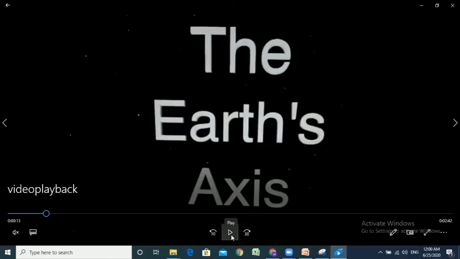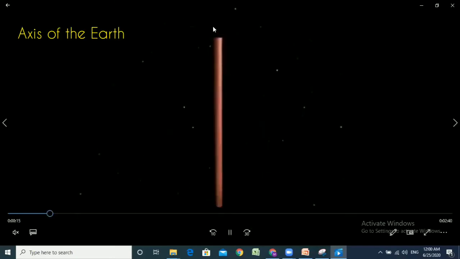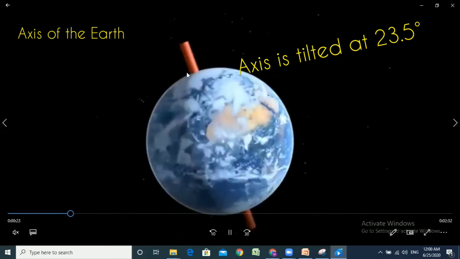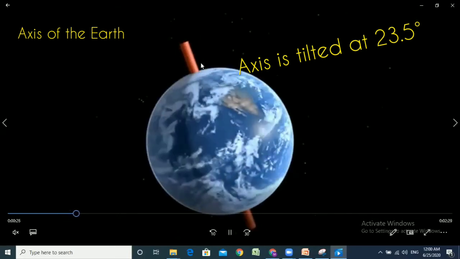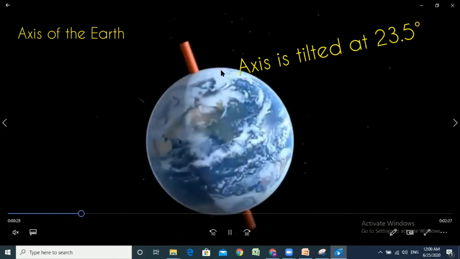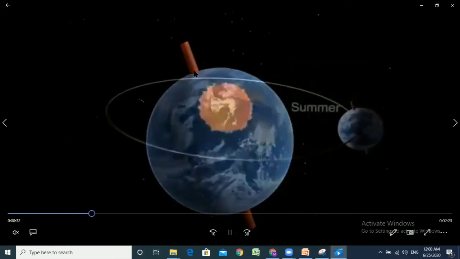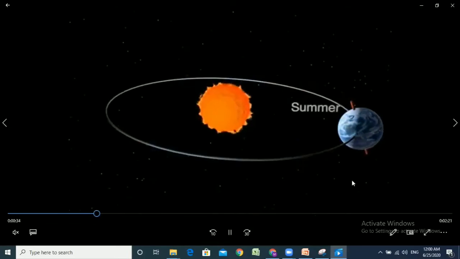Okay, so let's see the Earth's axis. If this is a straight line, let's call this the axis of the Earth. It's not straight, it's at an angle of 23.5 degrees. So the North Pole, instead of being here, is actually here. It's at an angle. So Earth is not straight when it is revolving around the sun.